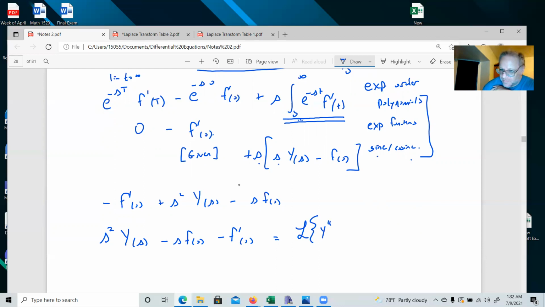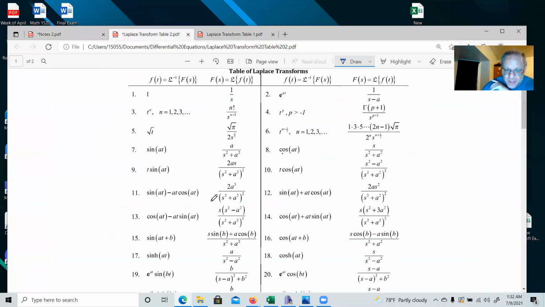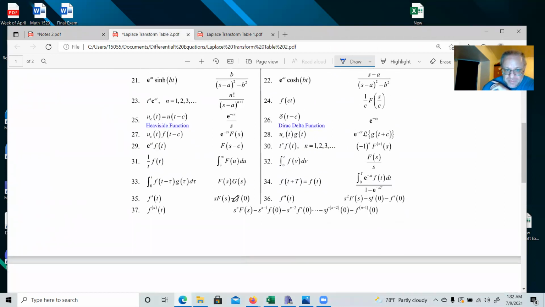of y double prime of t. Okay, now let's just go with this for just a moment. I believe this table actually has both of them. So f prime of t, right? And again, this is a table you're going to have access to, so you do not have to memorize it. You're just going to get real familiar with the stuff at the bottom, because that's what you're going to write in here. Okay, 36, this was f double prime, s squared F of s minus s f of 0 minus f prime of 0, just like we did.